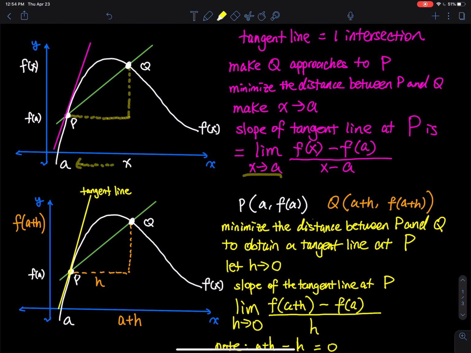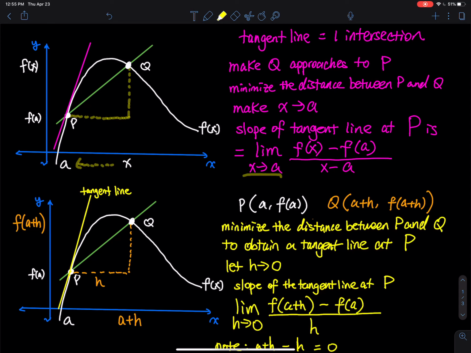So we have point P and point Q. This time I am going to call the second point A plus H. So I start at point P. I am trying to build a secant line. I shoot a straight line through the curve. So we have point P, we have point Q, we have a green secant line.